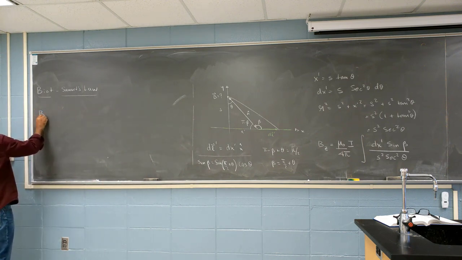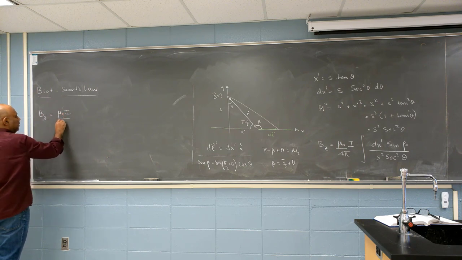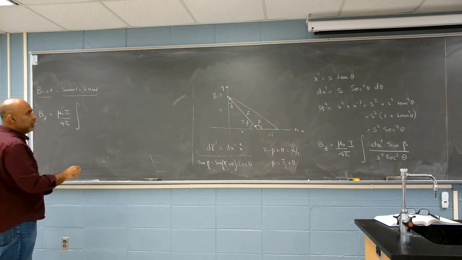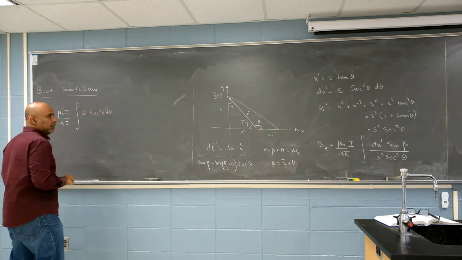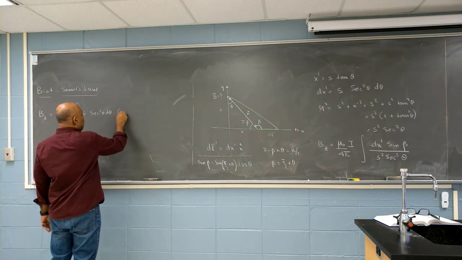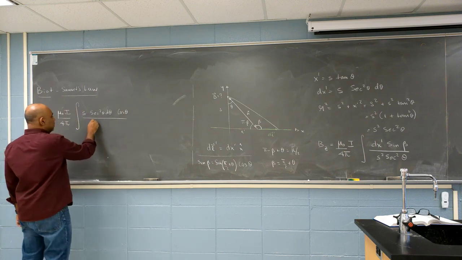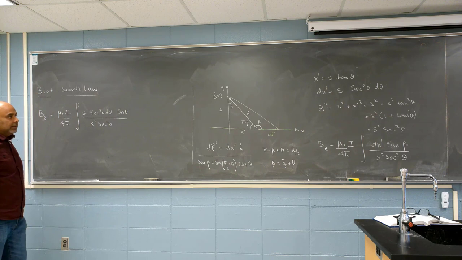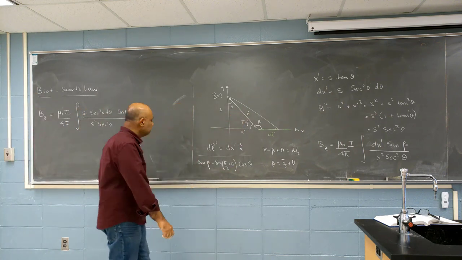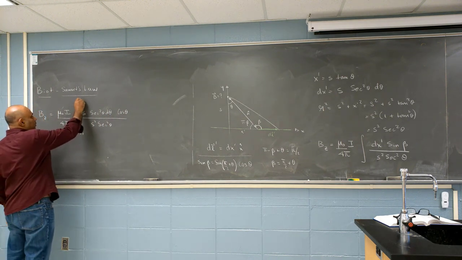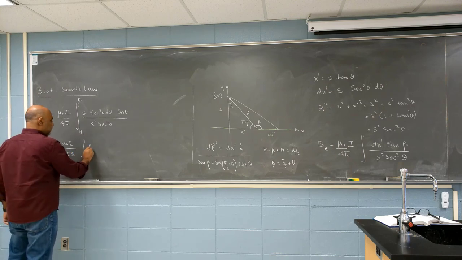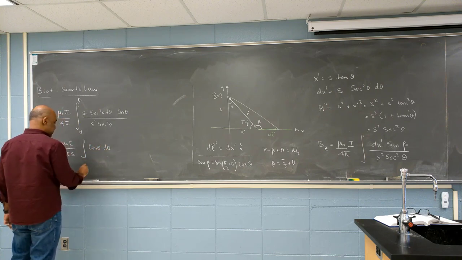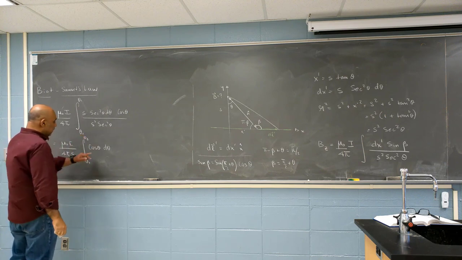So BZ, mu 0 I over 4 pi, dx prime will be written as S secant squared theta d theta. Sine beta is now written as cosine theta divided by S squared secant squared theta. And let's just go from some theta 1 to theta 2. And I'll tell you what we'll do later on. So this is mu 0 I over 4 pi S, integral of cosine theta d theta. Integral of cosine theta is sine theta.